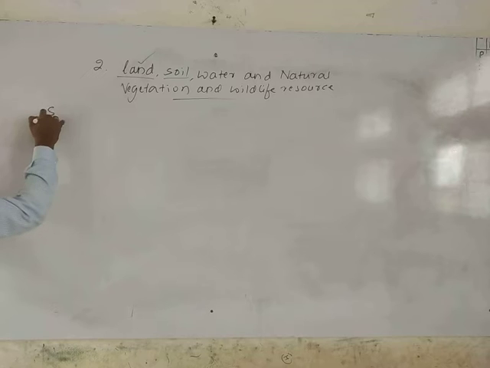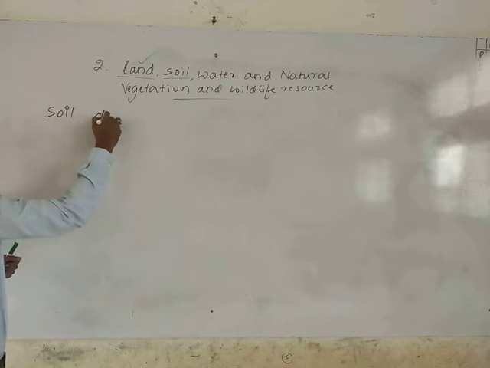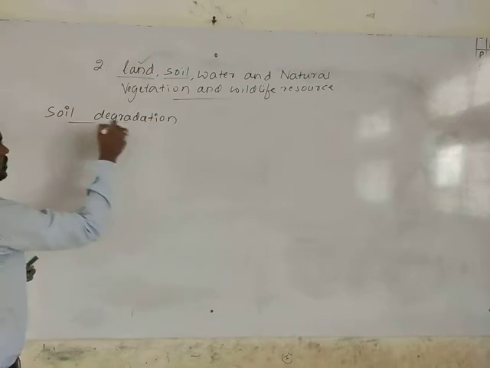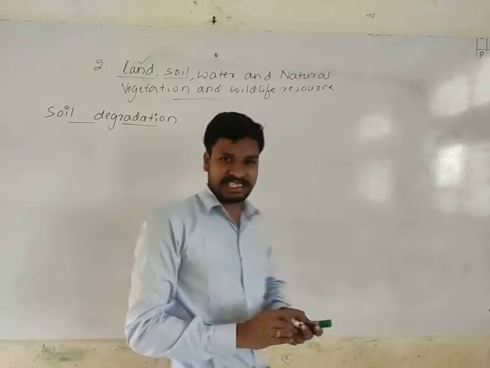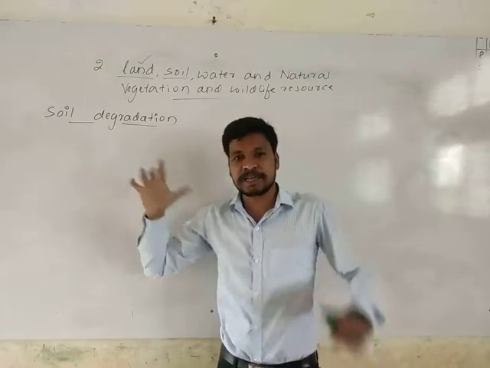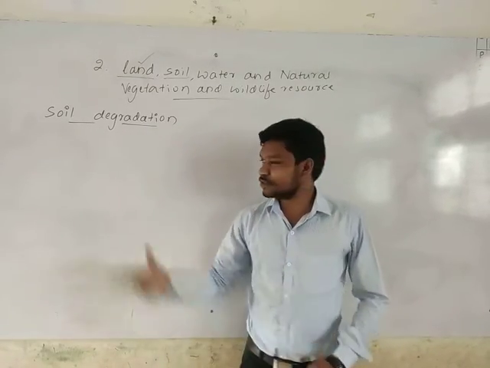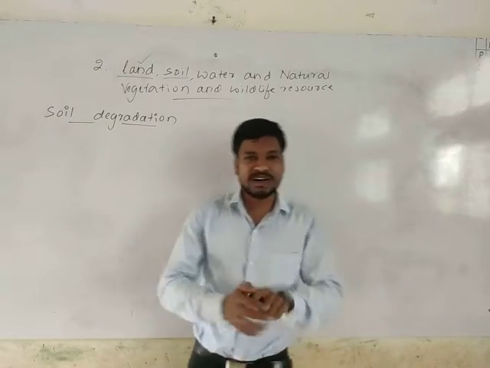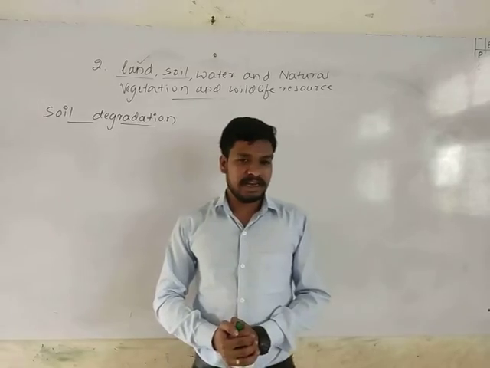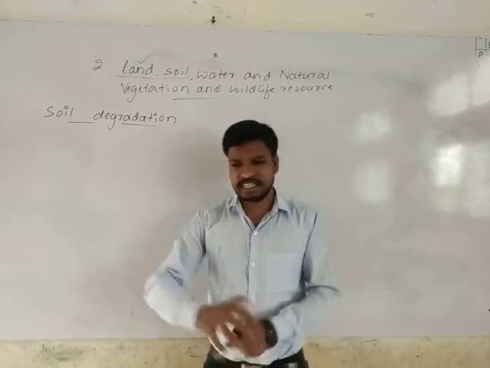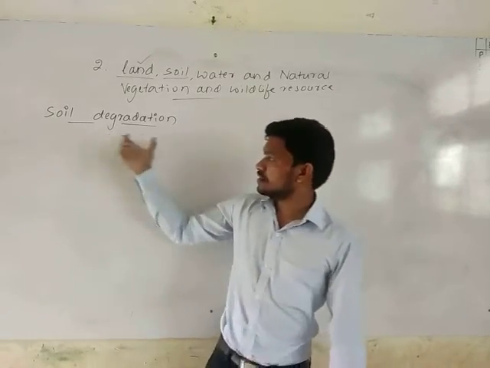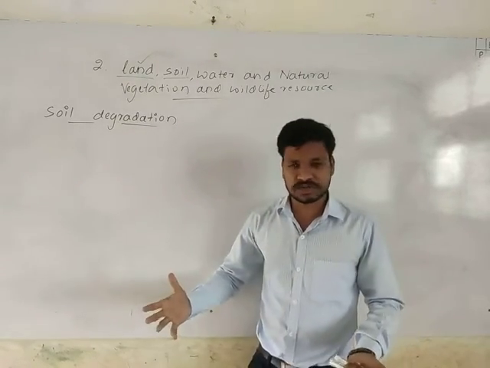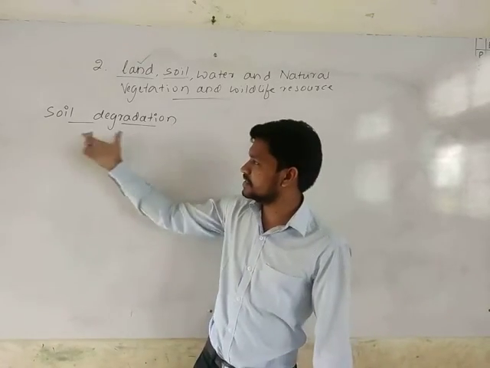Soil degradation and conservation measures. What is degradation? Degradation refers to depleting, like reducing its quality, losing its power and getting lower in quantity. So it's about the soil's resources getting lower, in quality or quantity. That is soil degradation.